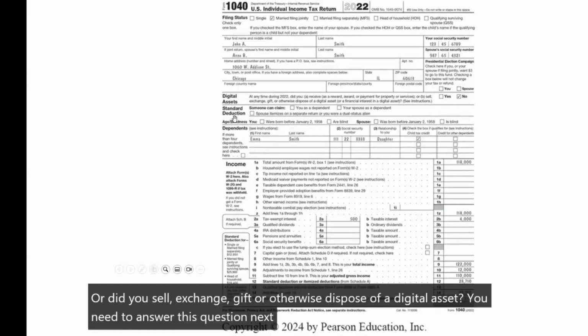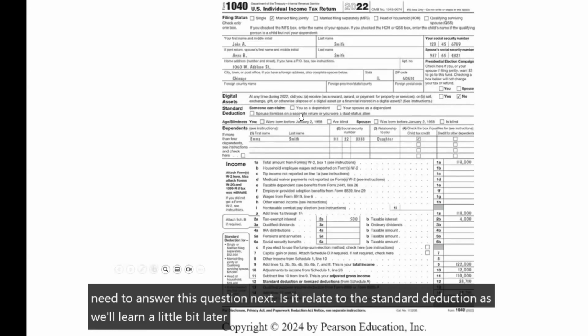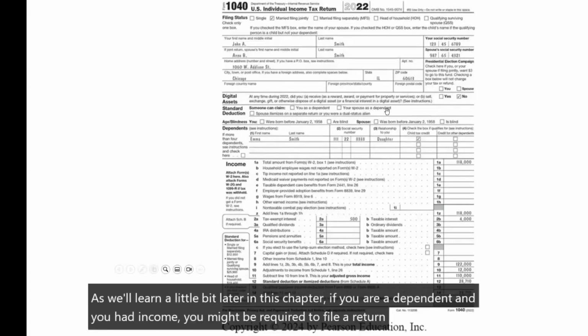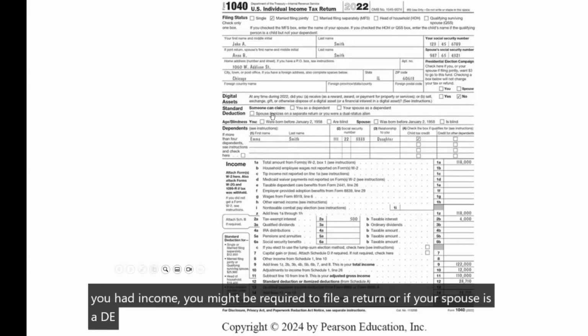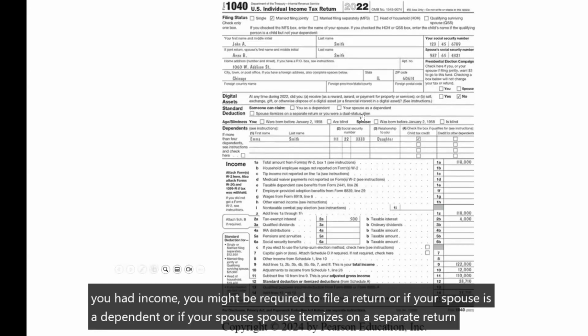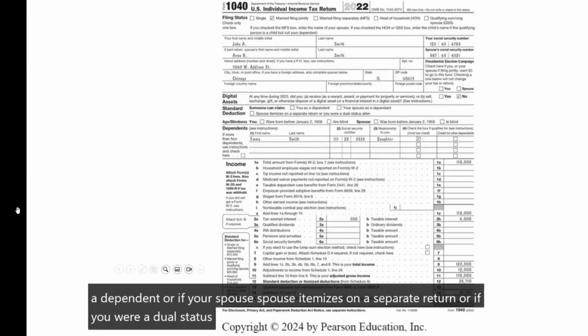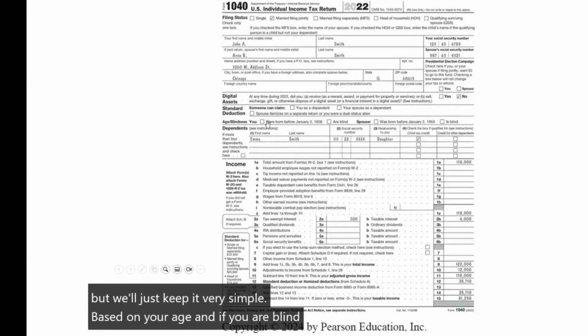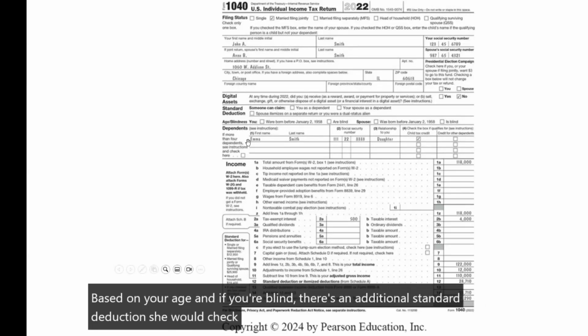Next it relates to the standard deduction. As we'll learn a little bit later in this chapter, if you are a dependent and you had income, you might be required to file a return, or if your spouse is a dependent, or if your spouse itemizes on a separate return, or if you were a dual status alien. So these are some intricacies in the tax law, but we'll just keep it very simple. Based on your age, and if you're blind, there's an additional standard deduction. So you would check off this information.